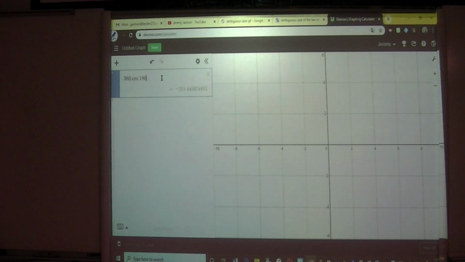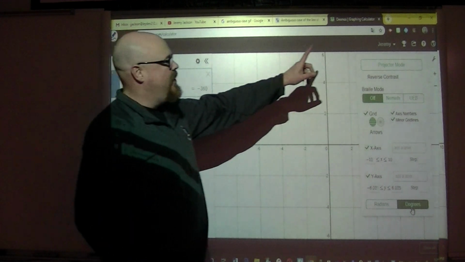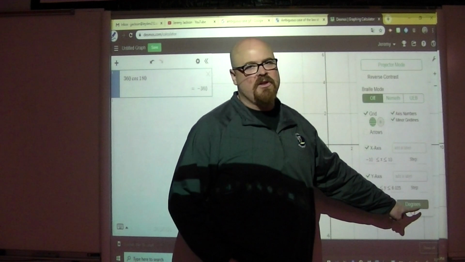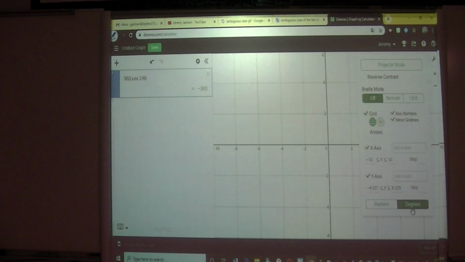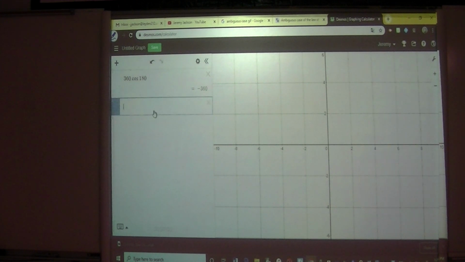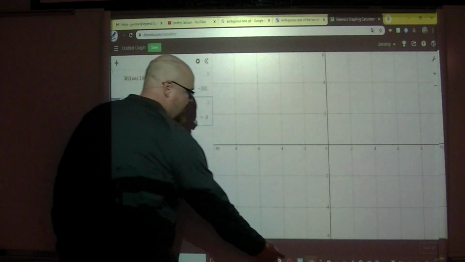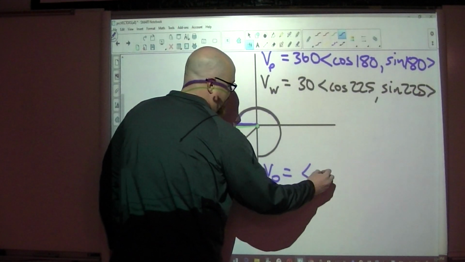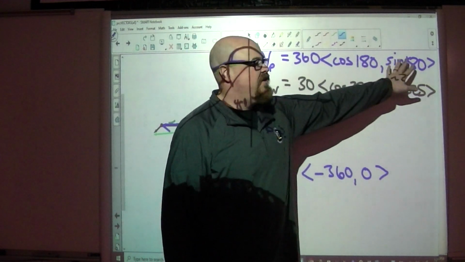360 times the cosine of 180. Make sure you're in degree mode, okay? Make sure you click on the wrench, put Desmos in degree mode, because we're using degrees for these angles, okay? So we get 360 times the cosine of 180, and we get 360 times the sine of 180. So the components here are negative 360 and 0, right? So here, negative 360 and 0 take the place of these components.